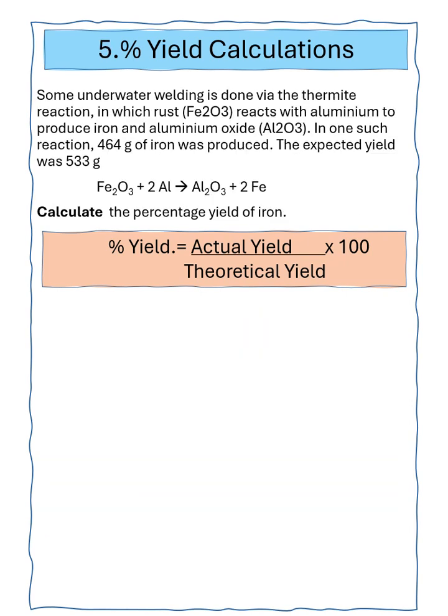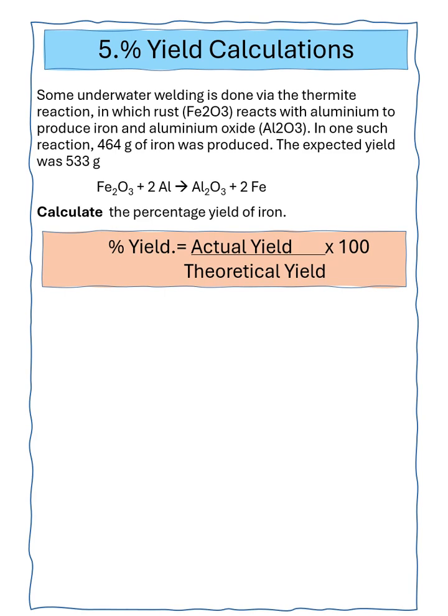Question 5. Some underwater welding is done via the thermite reaction, in which rust reacts with aluminium to produce iron and aluminium oxide. In one such reaction, 464 grams of iron was produced. The expected yield was 533. Calculate the percentage yield of iron.